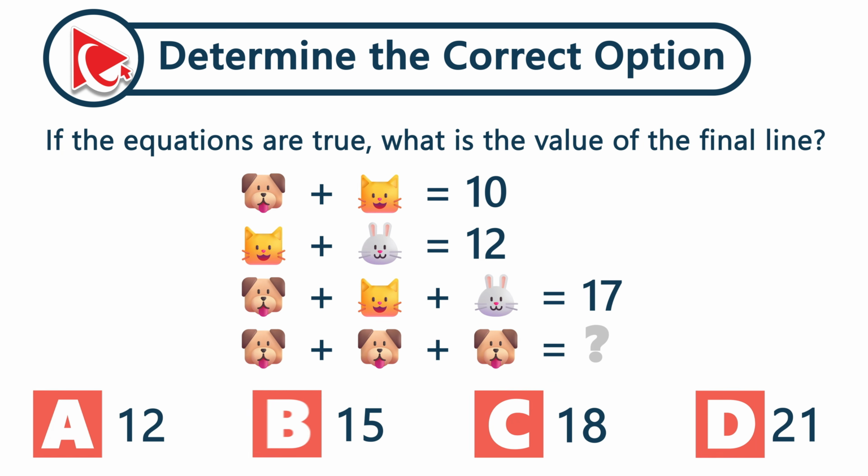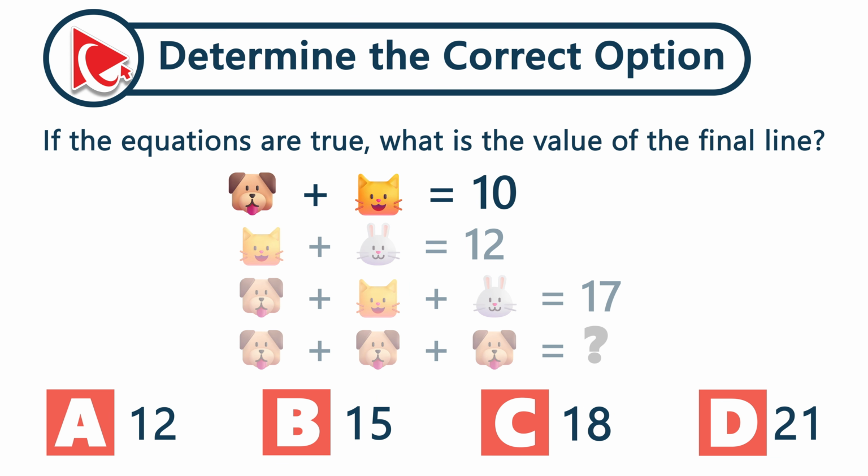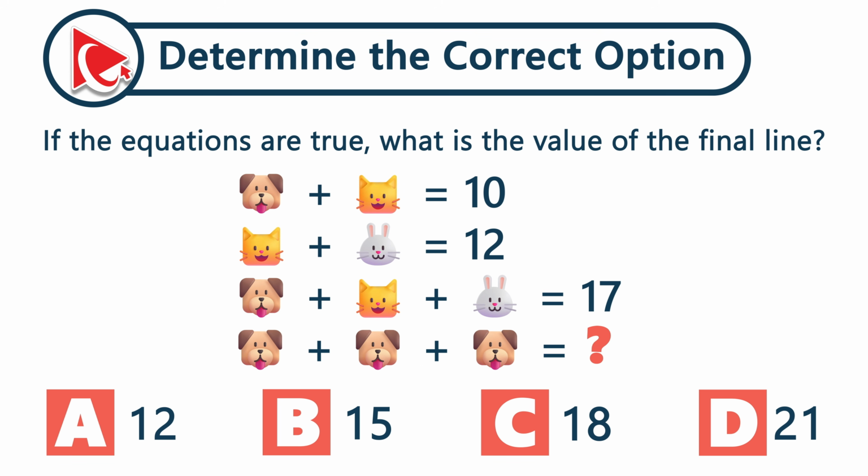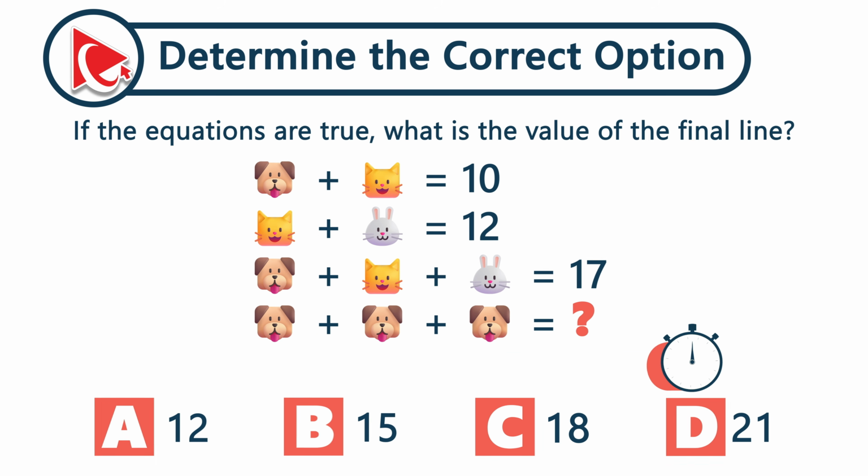You're presented with a series of expressions. Dog plus cat equals 10. Cat plus rabbit equals 12. Dog plus cat plus rabbit equals 17. So you need to calculate dog plus dog plus dog and select your answer out of 4 possible choices: A. 12, B. 15, C. 18, or D. 21.